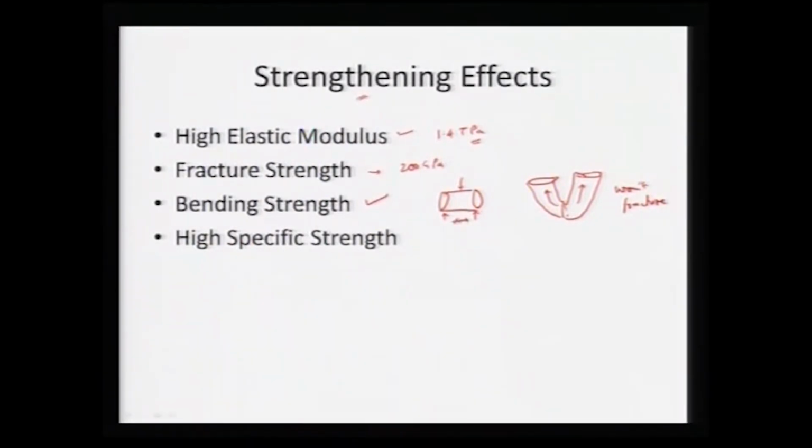So, its stiffness also is being utilized, and its modulus also is being utilized in delivering the bending strength to a particular composite. At the same time, it has very high specific strength because of its low density.